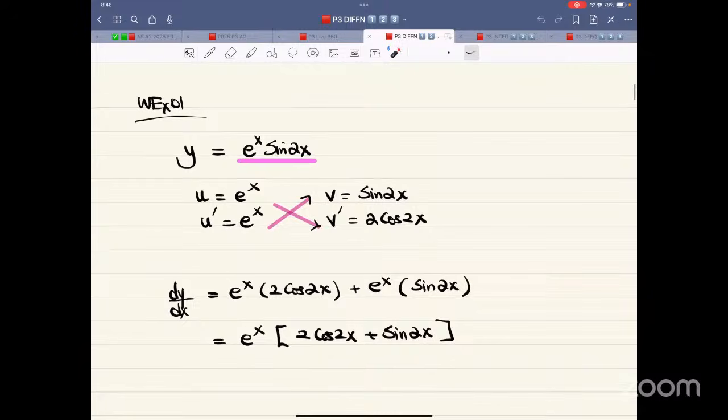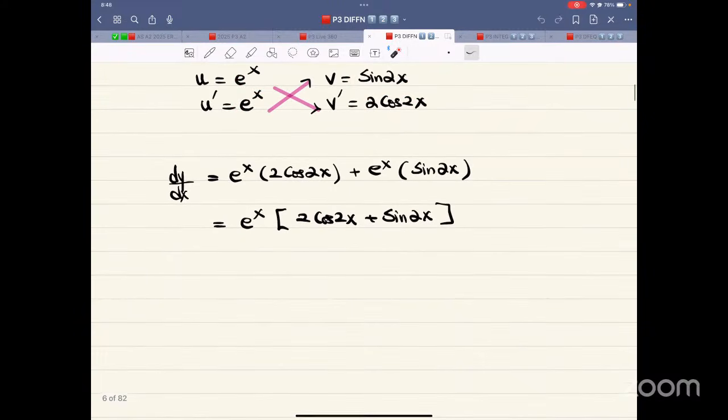A combination of exponential and trig. Very common question. u is e to the power x, u prime is e to the power x, v is sine 2x, v prime is 2 cos 2x. This multiplies with this, multiplies with this. And in exponential, you always have the freedom of taking common factors, which you should use. So taking common is a must.